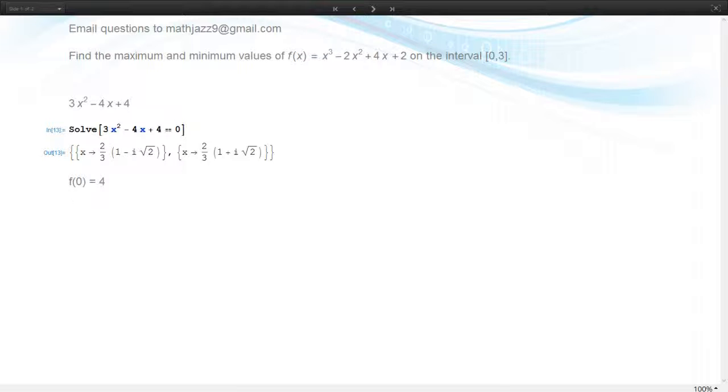And if we plug in 3, we get f of 3 equals 3 times 3 squared, which is 27, minus 4 times 3, which is 12, plus 4, which is going to be 19. And that tells us that 3 is the maximizer of f on the interval, and that the maximum value is 19.